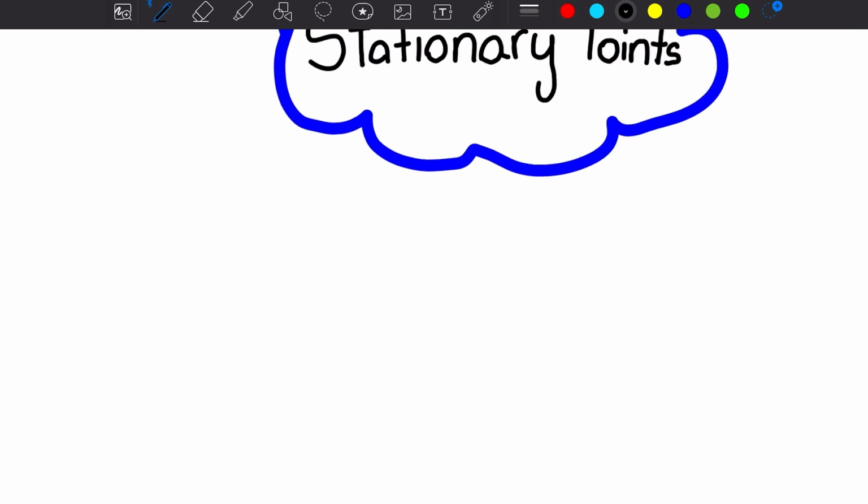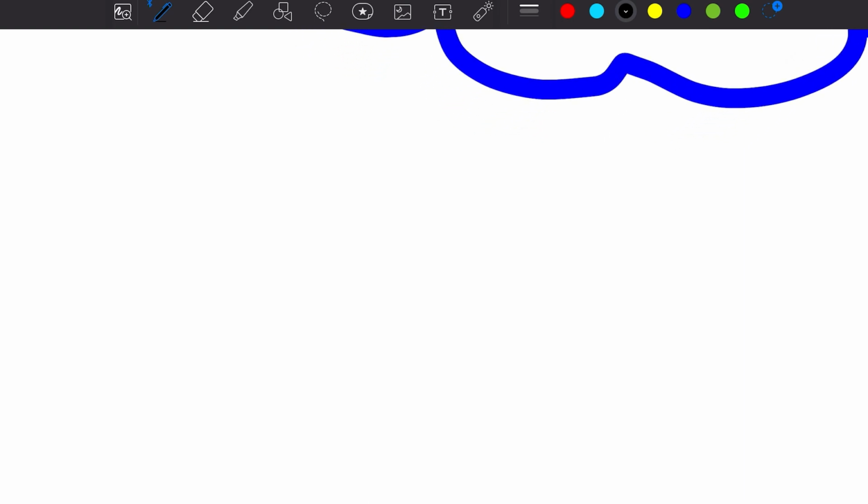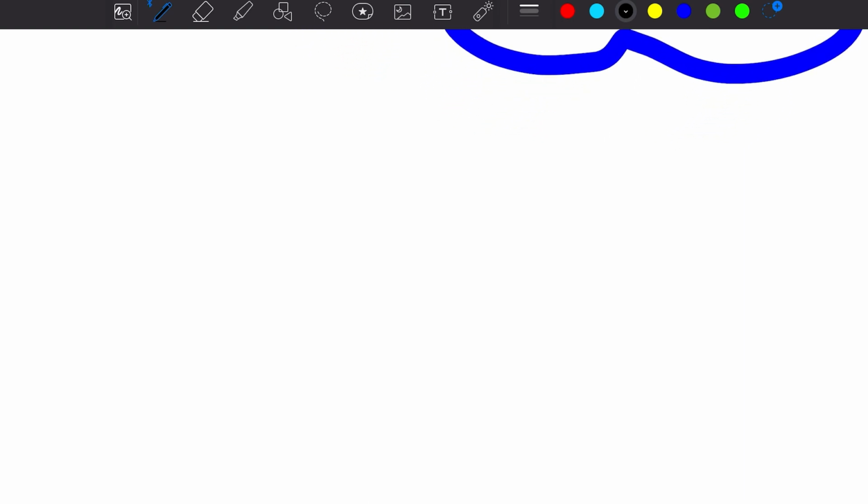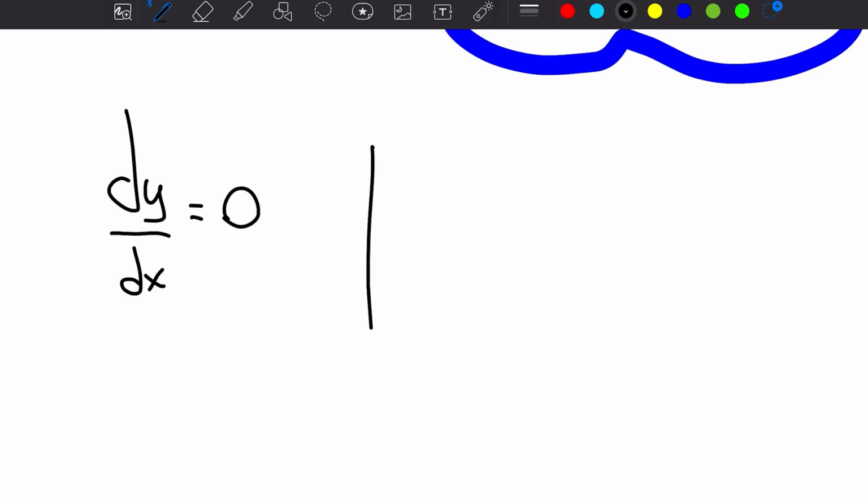So what is a stationary point? A stationary point is a point where dy by dx is equal to 0. It's a point where the slope, the change, is actually just 0. I'll show you this on a graph, as I believe it might be a little easier to understand.